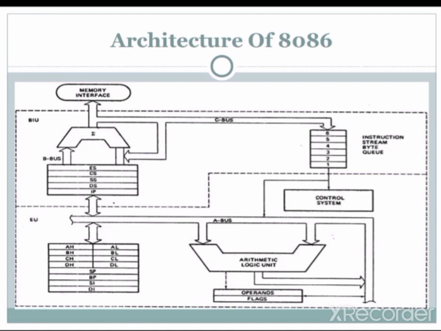And in the execution unit you can see 16-bit and 8-bit registers are used, that is AH, AL, BH, BL, likewise SP, BP, SI, DI. All these are 8-bit and 16-bit registers. Then the arithmetic logic unit is there. Then operands and flags are there. This architecture we'll see later in detail.